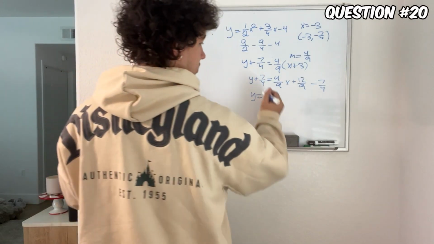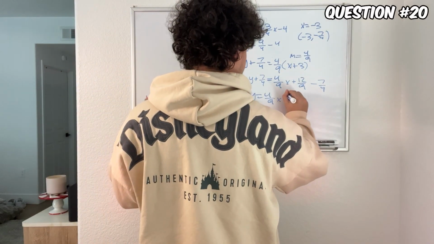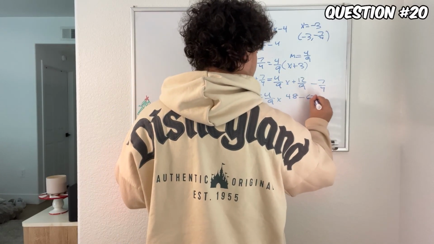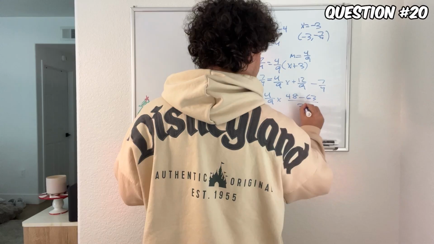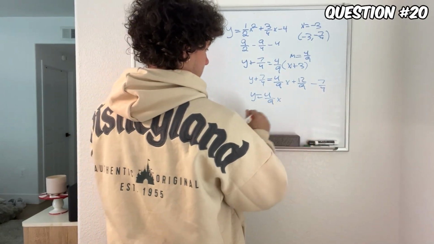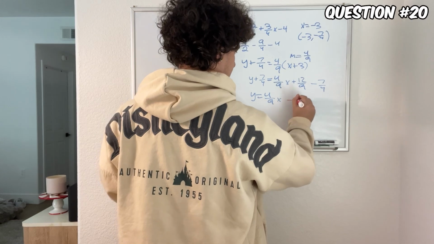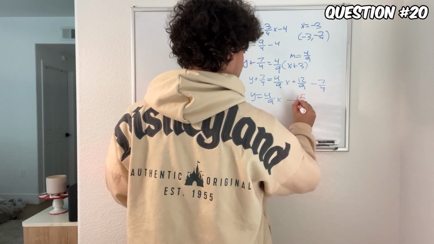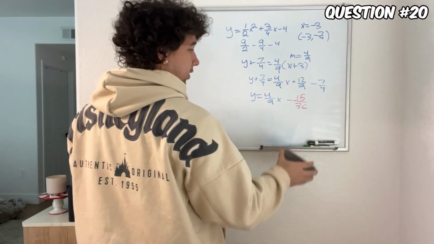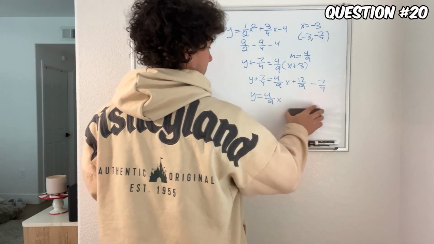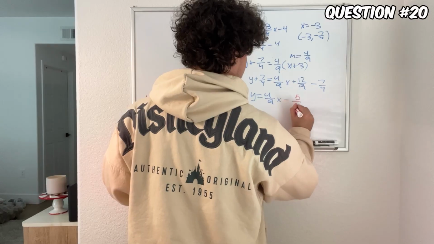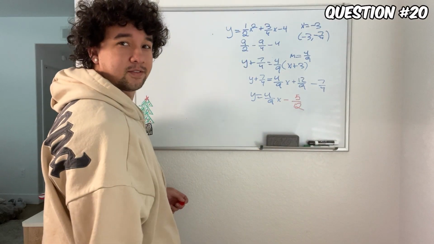So 12 times 4, that's 48. Minus 9 times 7, that's 63, over 36. Okay, this right here is equal to negative 15 over 36, and then divide by 3 on the top and bottom. Negative 5/12. That's the final answer there.